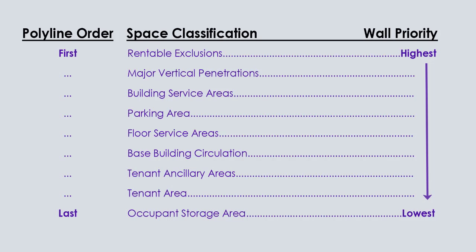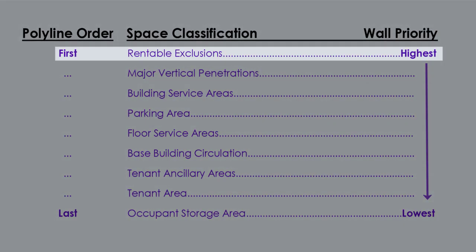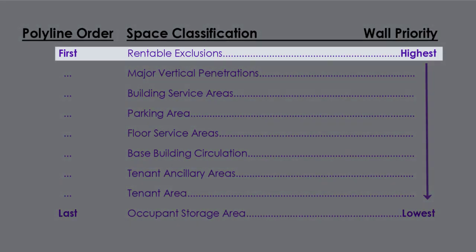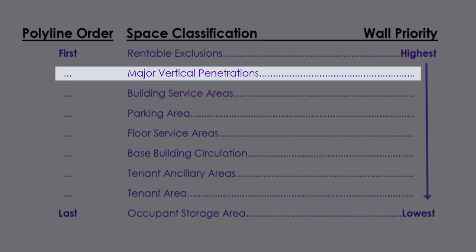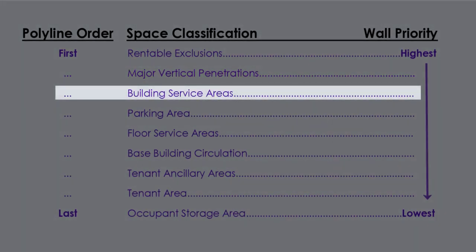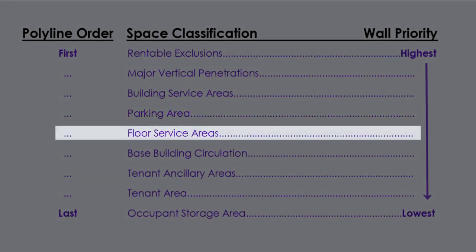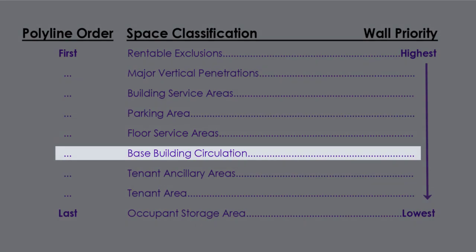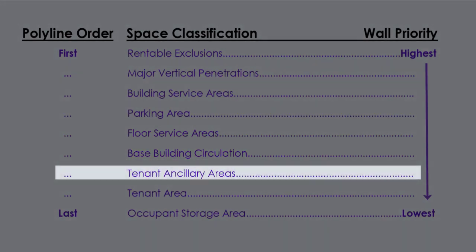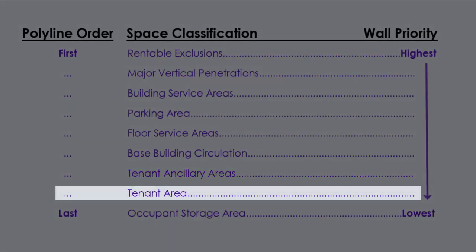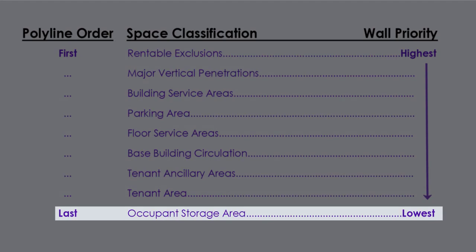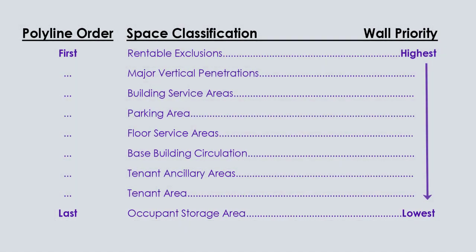So to recap, the space classifications with the highest wall priority, to be polylined first, are rentable exclusions, followed by MVPs, then building service areas, parking area, floor service areas, base building circulation, tenant ancillary area, and with the lowest wall priority, tenant area and occupant storage area.